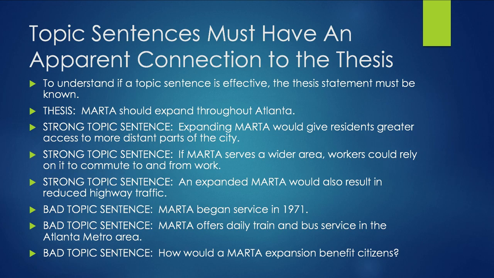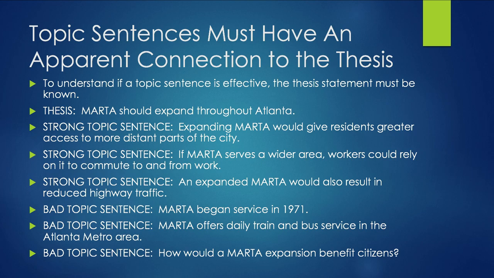So if our thesis statement is MARTA should expand throughout Atlanta, then here are some examples of strong topic sentences. Expanding MARTA would give residents greater access to more distant parts of the city. Do you see how that connects to the thesis statement? Because it offers an additional explanation. It offers some support to that original statement that MARTA needs to expand. It offers a reason why MARTA should expand.